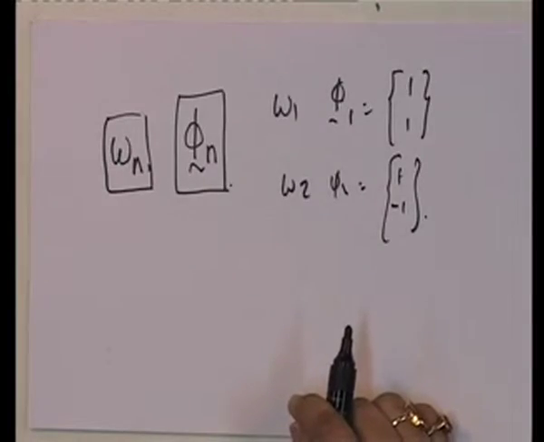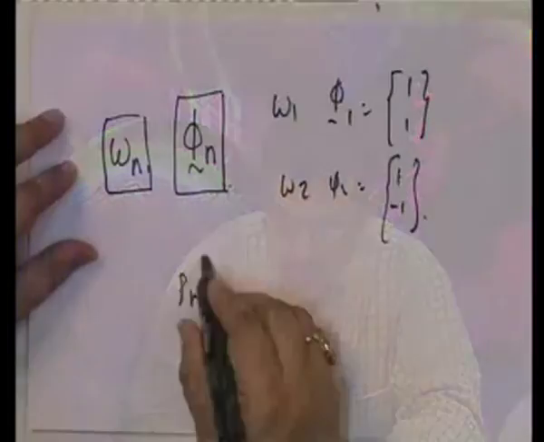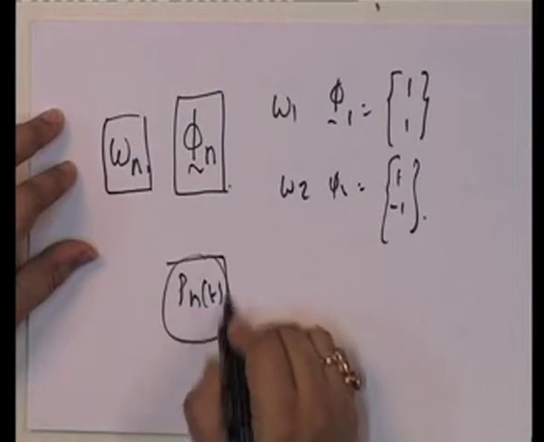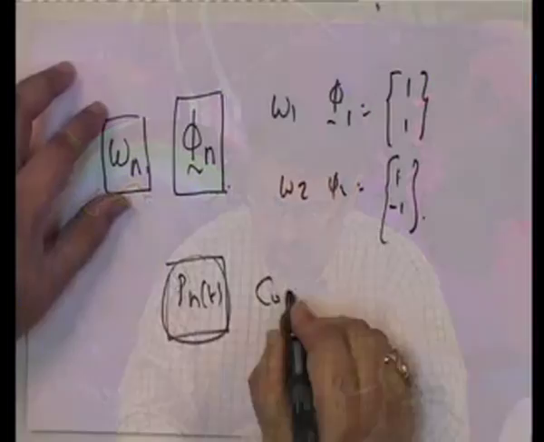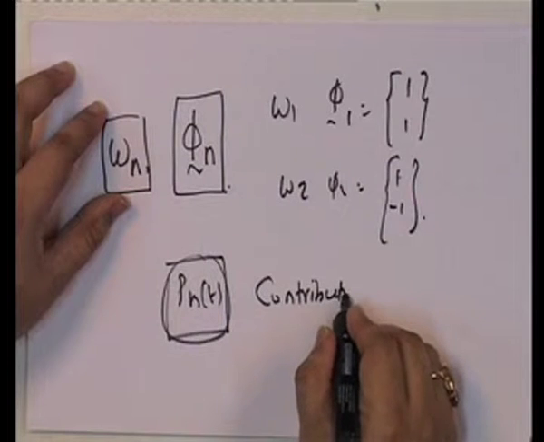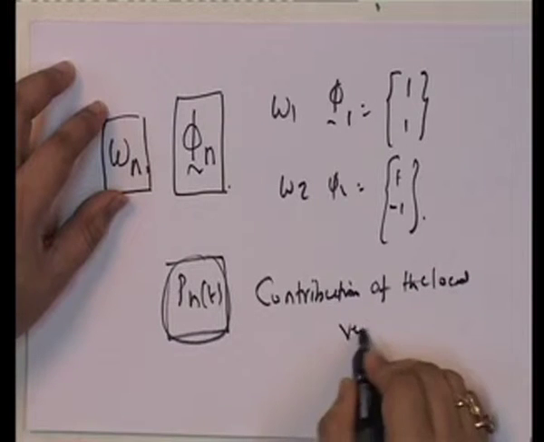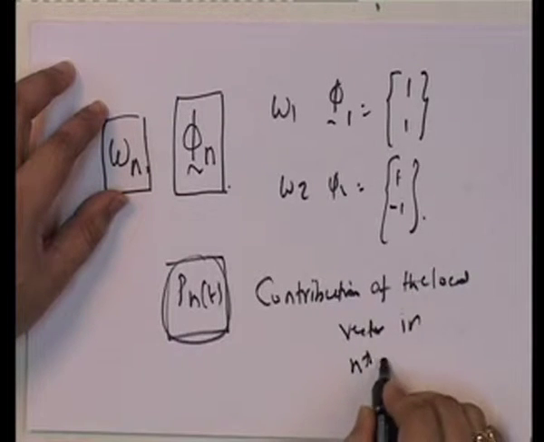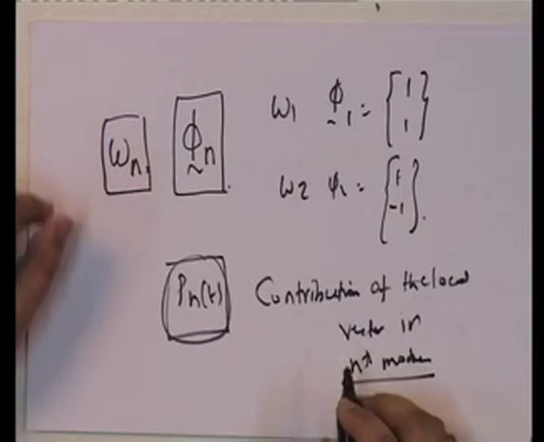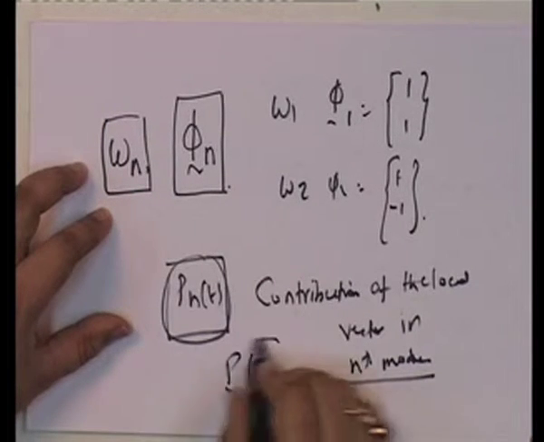Now, what is Pn? Pn is the contribution of the load vector in the nth mode. Now, if you look at a load vector P, typically let's look at a kind of situation. Let's take wind loading. You have a multi-storied building.